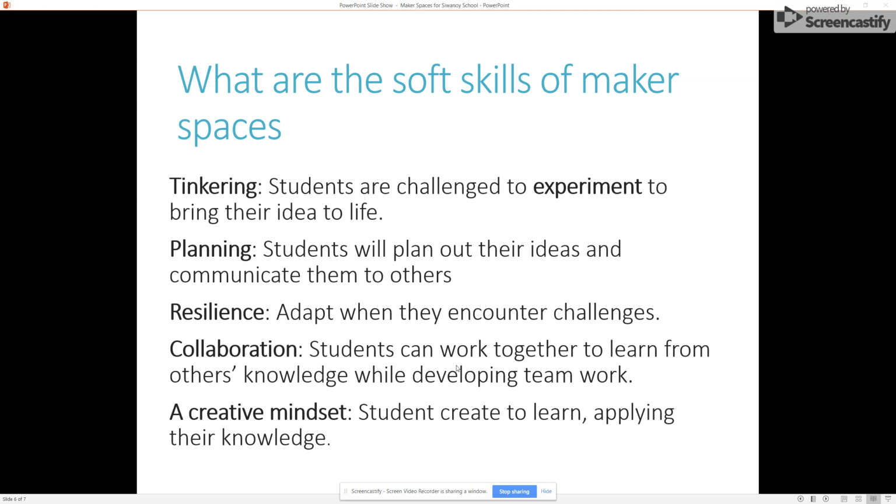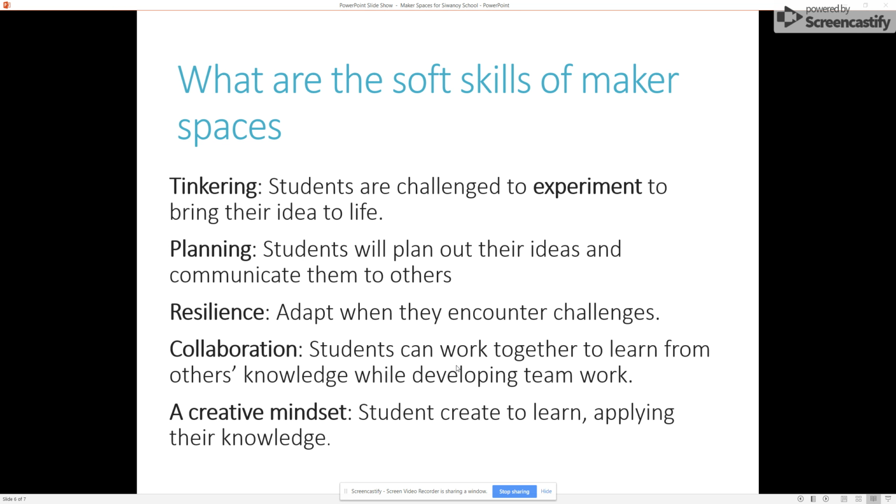I consider these soft skills, but I see them continuing throughout their education. And I think this is part of the reason why makerspaces are so important. These are not isolated. We're building a culture of learning. And here are 5 points that I think talk about what we want to see students doing. So first, a phrase they use is tinkering. Students are challenged to experiment to bring their idea to life. So this means making adjustments, doing initial testing, but trying to see what's happening as they're doing it.